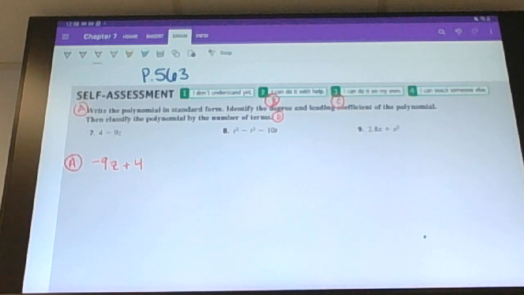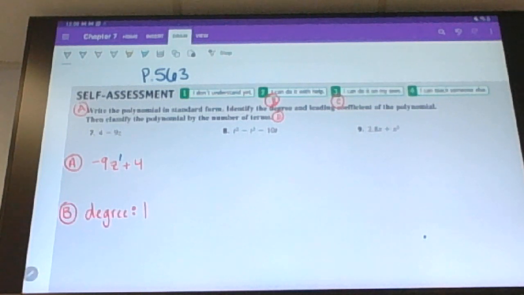All right, letter B. It says identify the degree. Anybody want to take a good guess at what the degree is? It's actually 1. It's the exponent on z. Degree 1. Now I'm going to do A and B for all 3, and then I'll do the other ones.